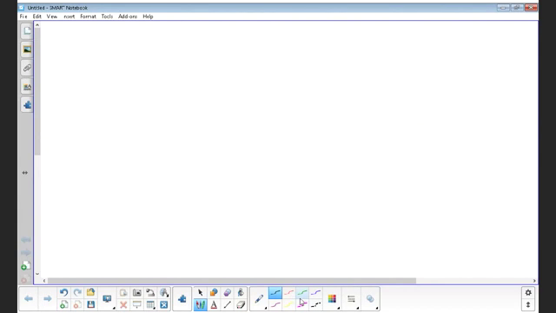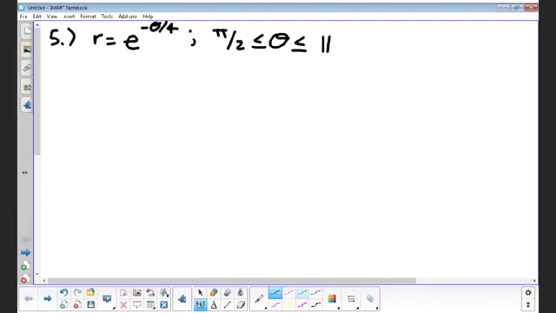Okay, so we're going to move on to a little bit of calculus. Specifically, we're going to calculate areas under polar curves. So let's take a look at this particular curve. We have the question, r is equal to e to the negative theta over 4. And we want the area under this curve based on the interval pi over 2 is less than or equal to theta is less than or equal to pi.